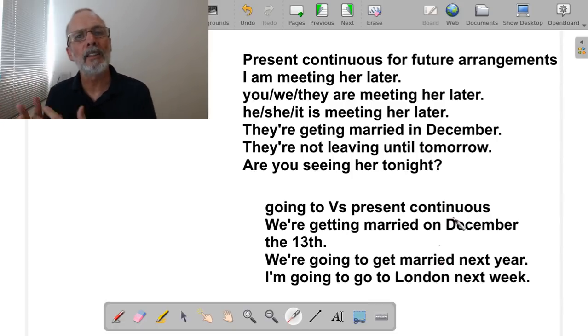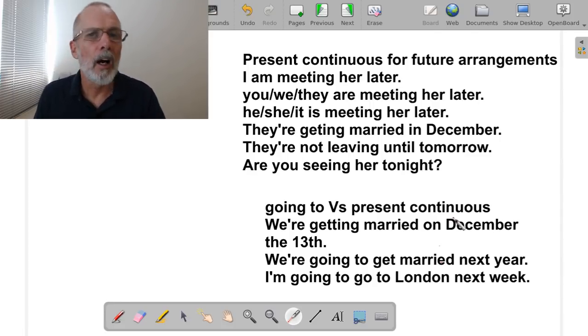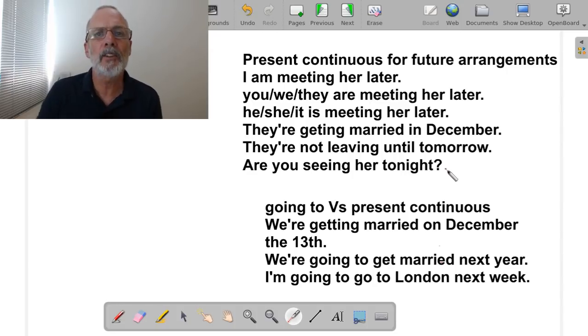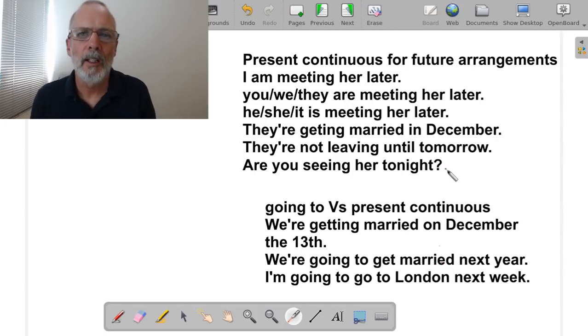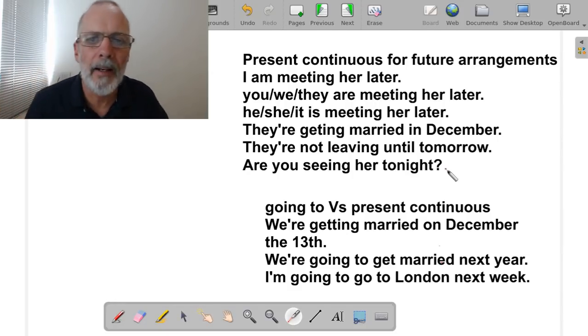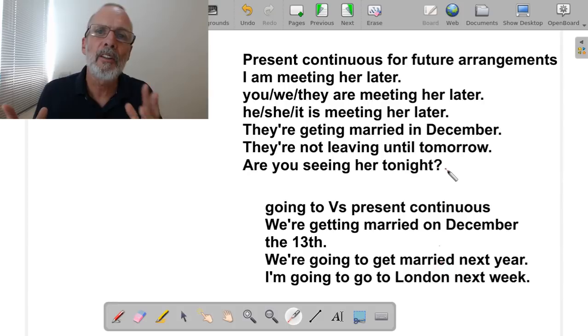But we haven't actually decided. It's a plan, it's going to happen, but we haven't decided the date, we haven't made the arrangements, we haven't booked the church. That's the difference between a plan and arrangement. A plan is something you're going to do without arranging the details. And an arrangement is we have everything ready. So the difference between a plan and arrangement is quite small. So on many occasions, it's interchangeable.